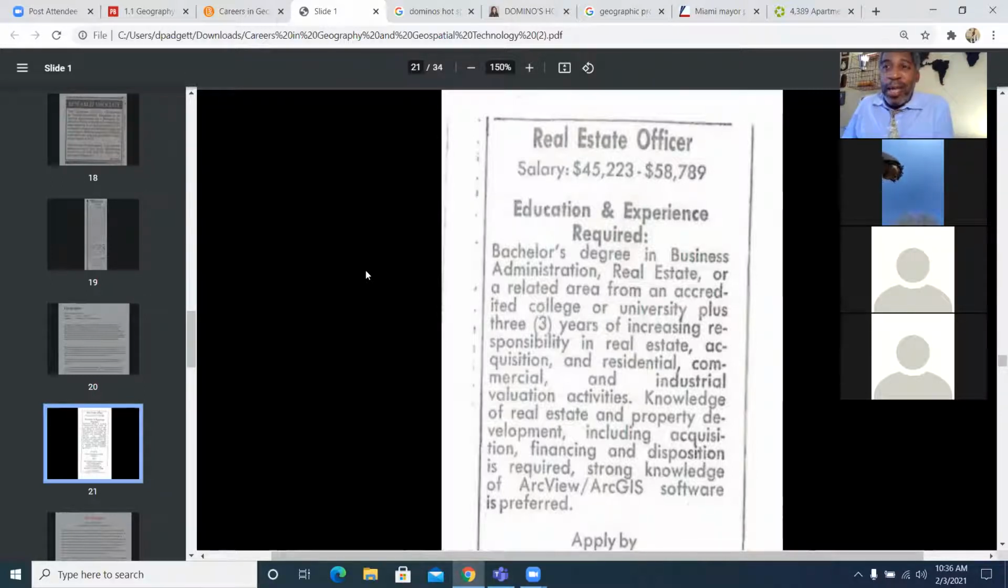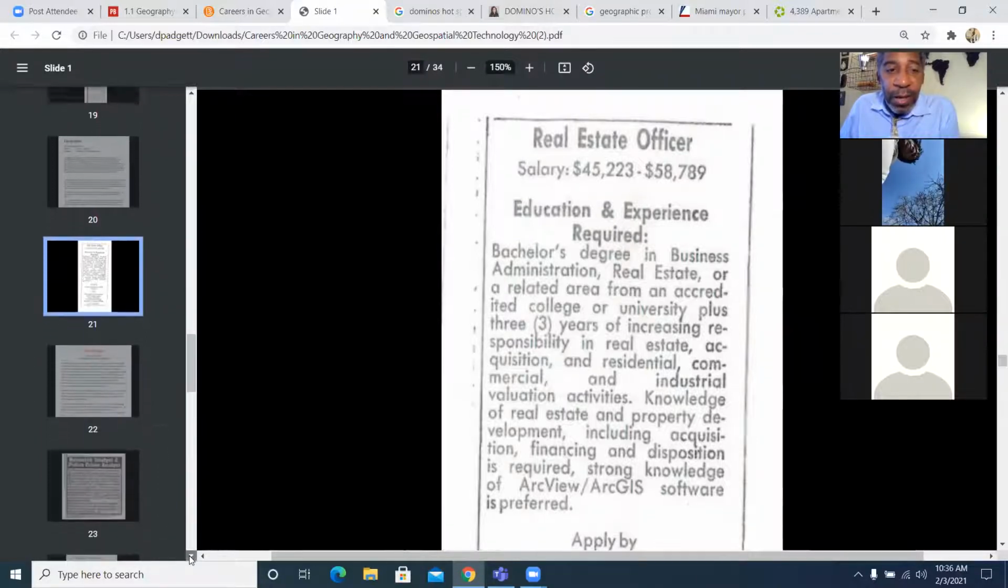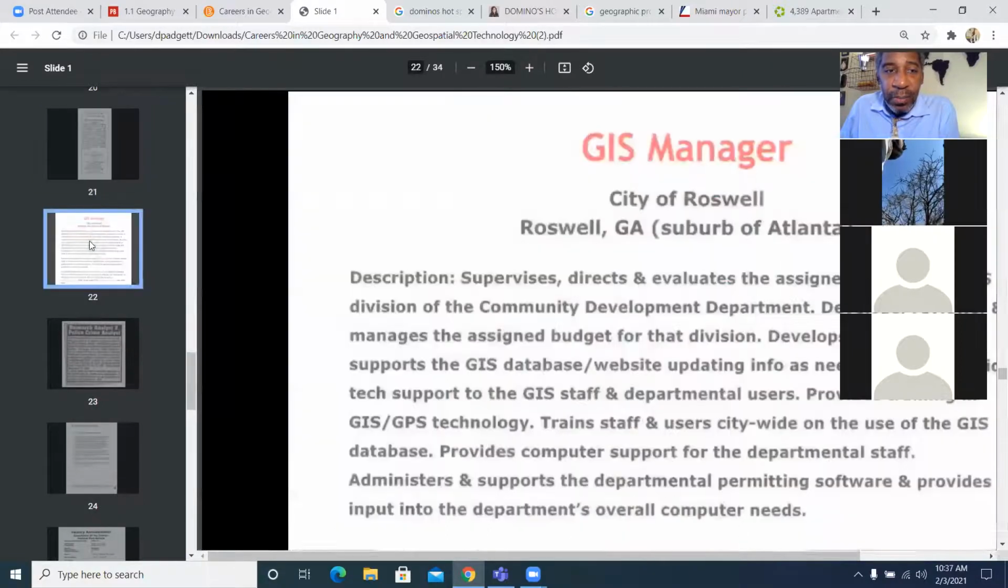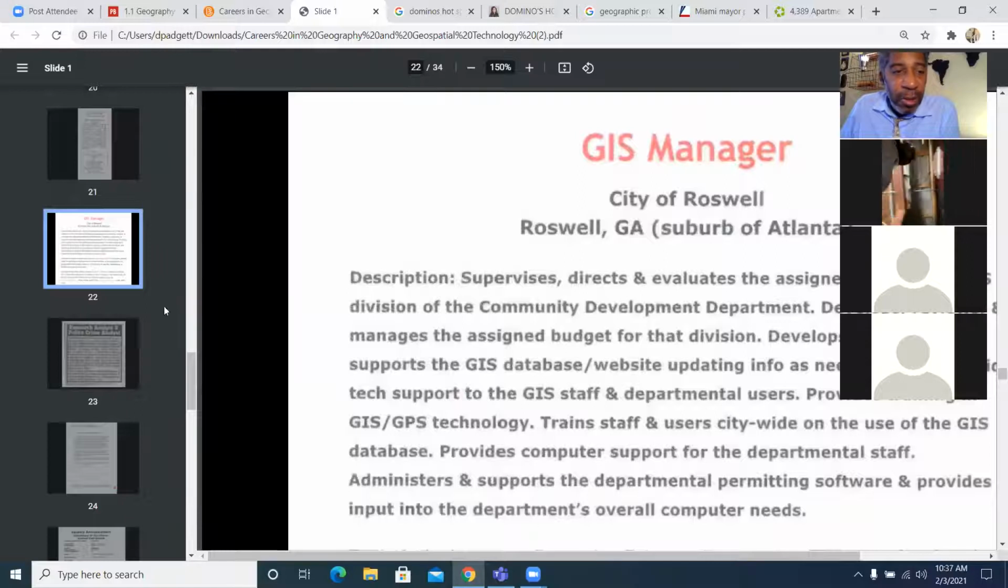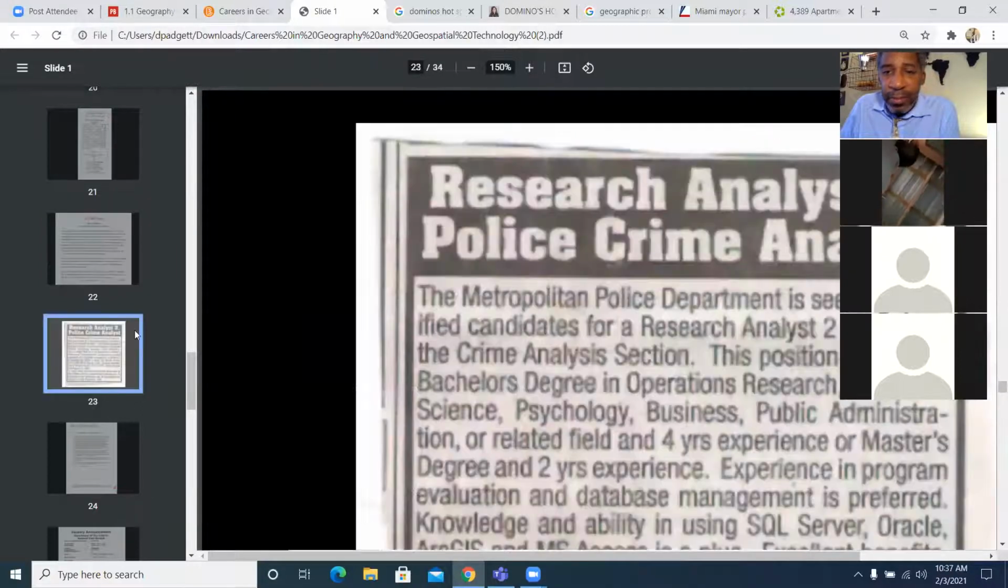And they never saw that coming. But those are the types of things that good real estate agents or people who want to invest in real estate have to get into. A couple of you all are from Atlanta. Well, yeah, so Hicks and Johnson are from Atlanta. And here's Roswell, which is a suburb of Atlanta. They have a GIS manager. So even small towns have GIS managers.